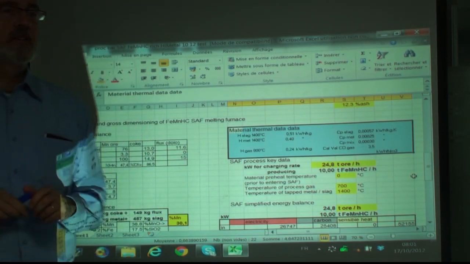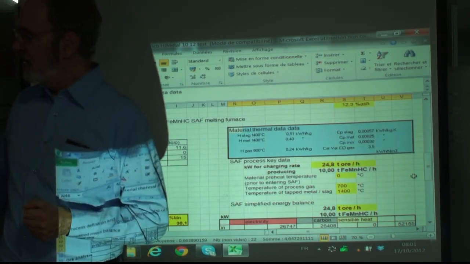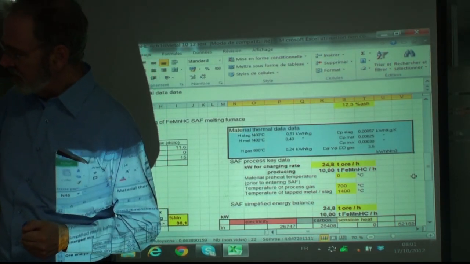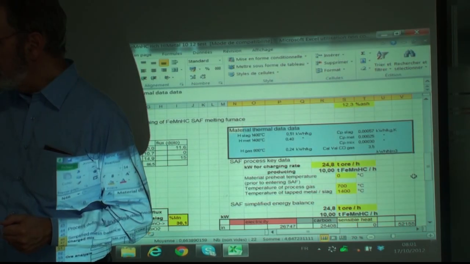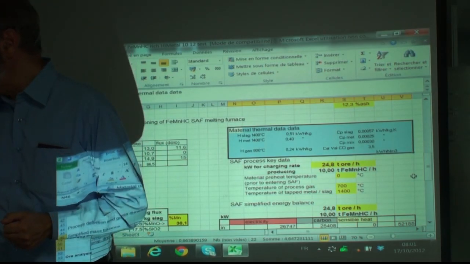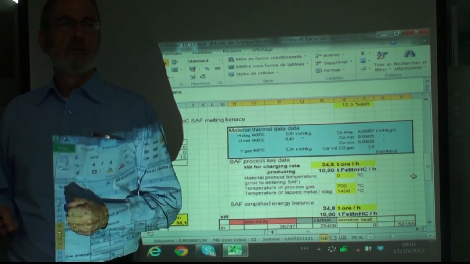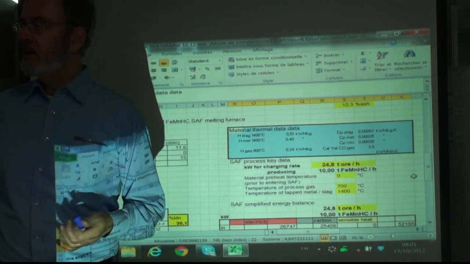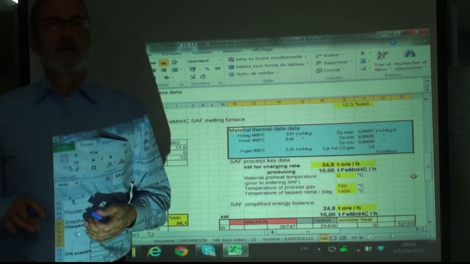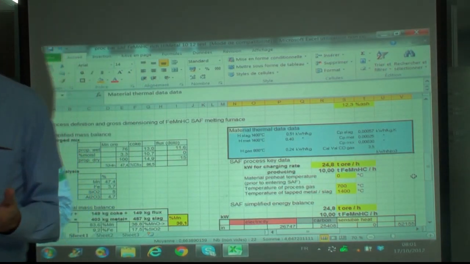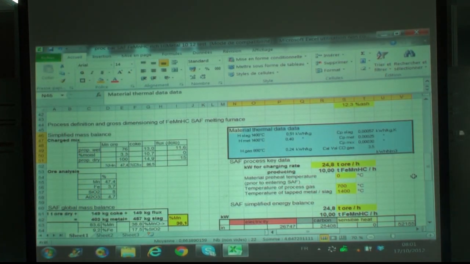The simple reason is that at 1400 degrees, this is liquid, but this is solid, I think, and this for sure is solid, and MgO for sure is solid. So you cannot mix things that are liquid and solid. So the only way is you must use data that some researchers have measured in the laboratory.